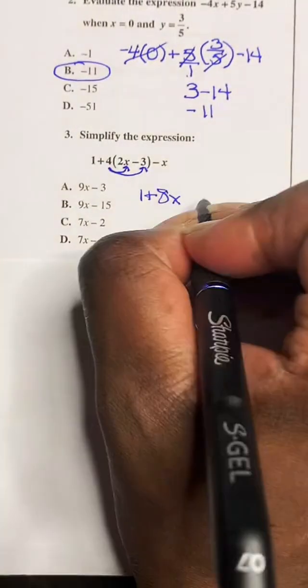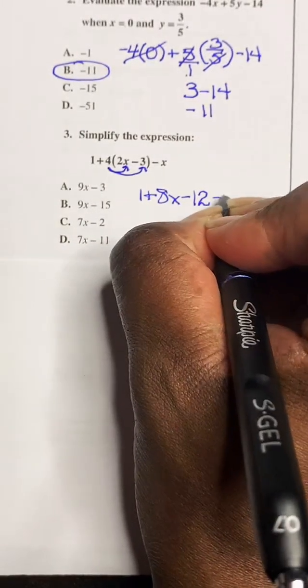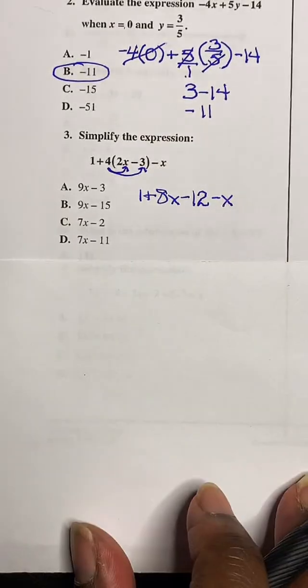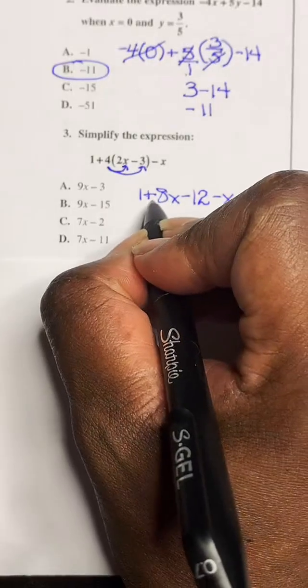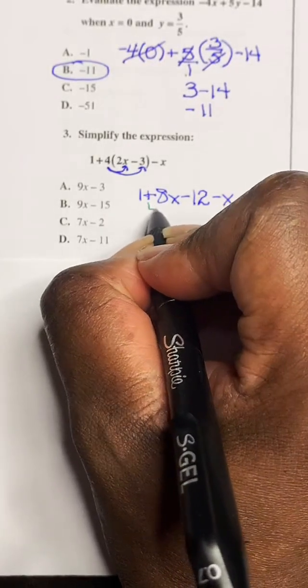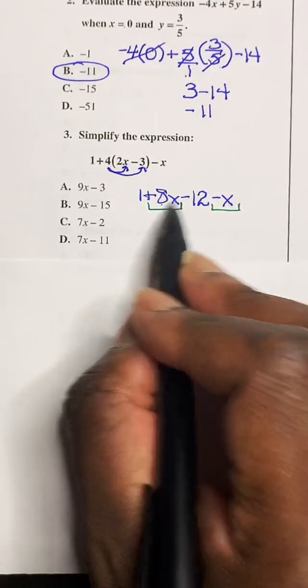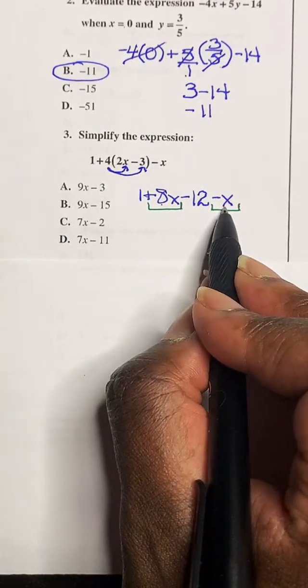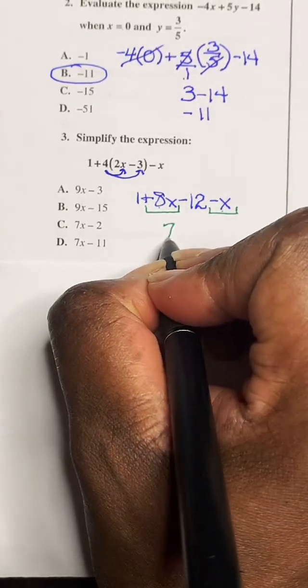And 4 times negative 3 gives me a negative 12. And I bring down my minus x. So now we have some like terms to combine. Once I do that distribution and combine my like terms, I have 8x minus 1x. 8 minus 1 gives me 7x.